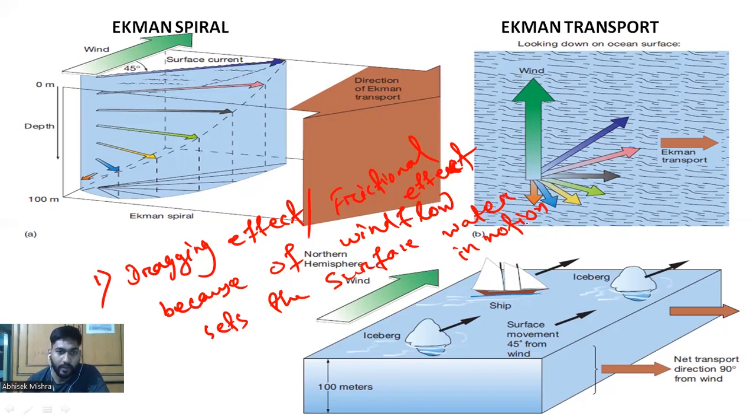If the frictional effect by wind is causing the movement, then what is the direction? Whether the movement of surface water is the same as the wind direction? The answer is no. Why? When wind is dragging the surface water, the water tends to move in the direction of wind, but there is the Coriolis effect.